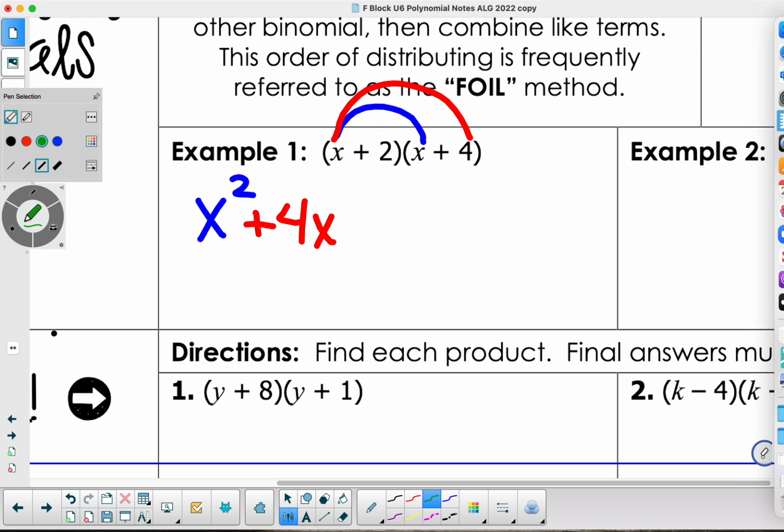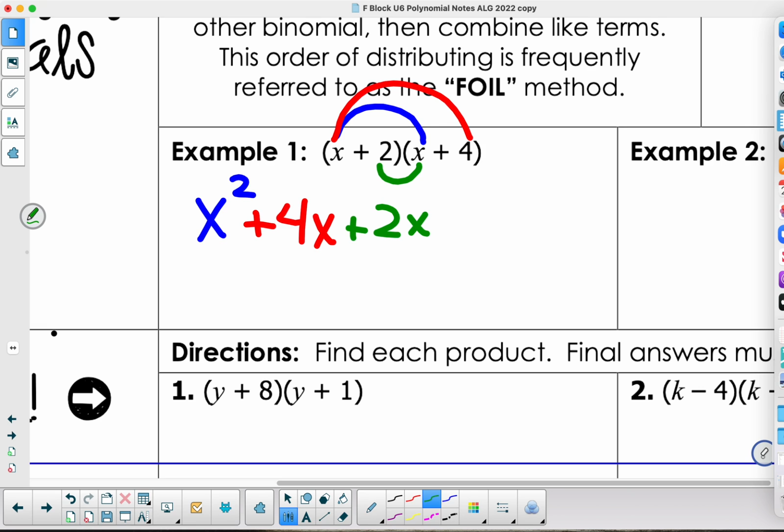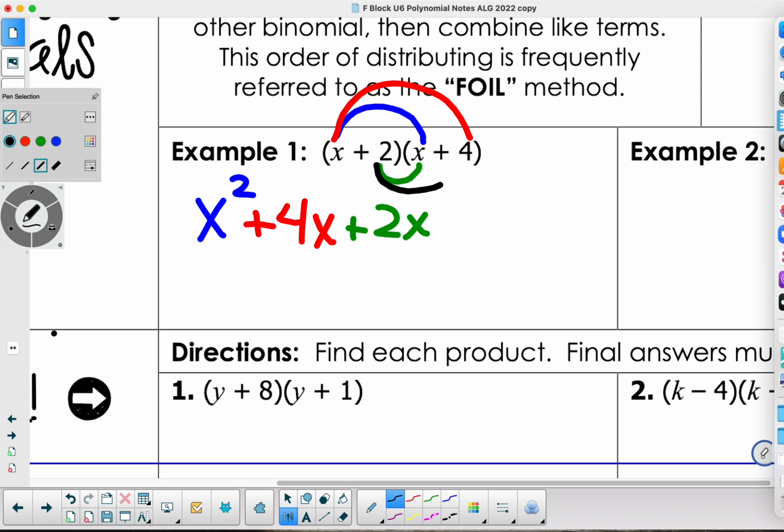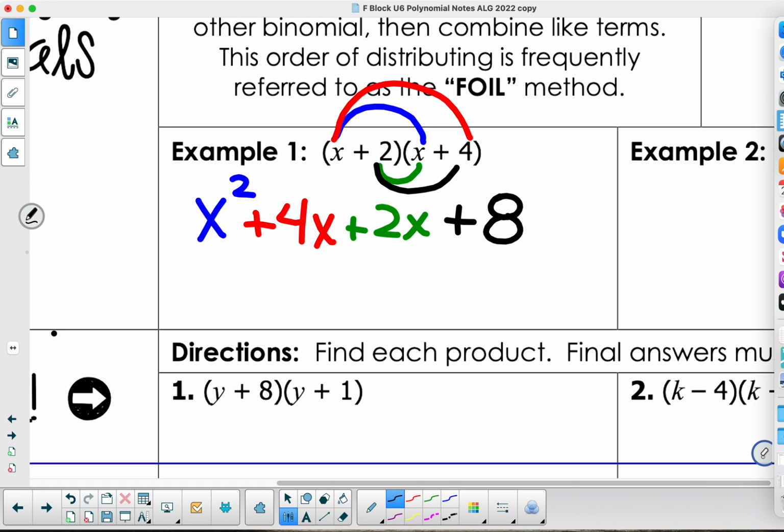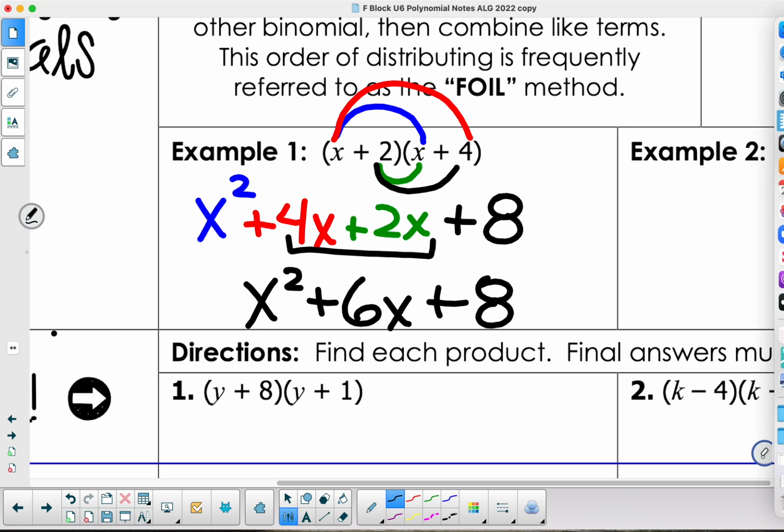I now move back to the first and I pick up the 2. 2 times x, and then I move and I distribute the 2 to the 4. So I've tried to color code it so that you can see where each term is generated. And now I've created a pair of like terms in the middle. I combine the like terms, and my simplified final expression is a quadratic trinomial, a degree 2.